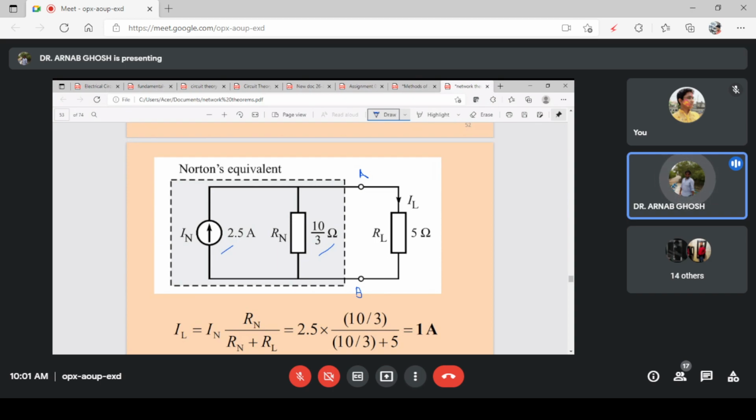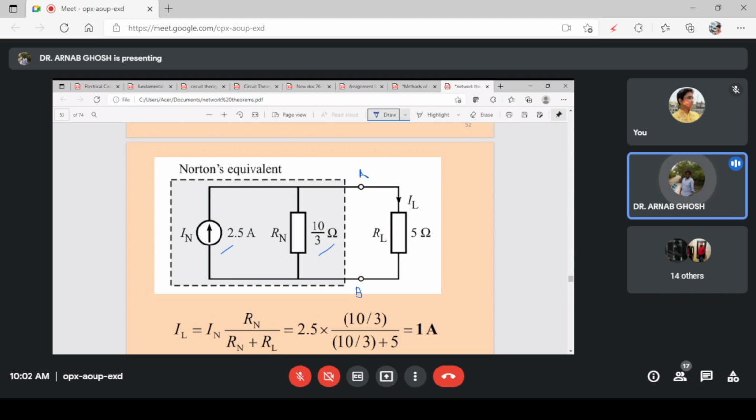So say for this problem itself, your terminals A and B will be kept open. Okay. And next, you will be calculating the open circuit voltage and the internal resistance. If you calculate the internal resistance, that is the resistance across the terminals A and B, with the load resistance between A and B removed, then you will have the resistance that you got for Norton's theorem, and that will be the same resistance for Thevenin's theorem.